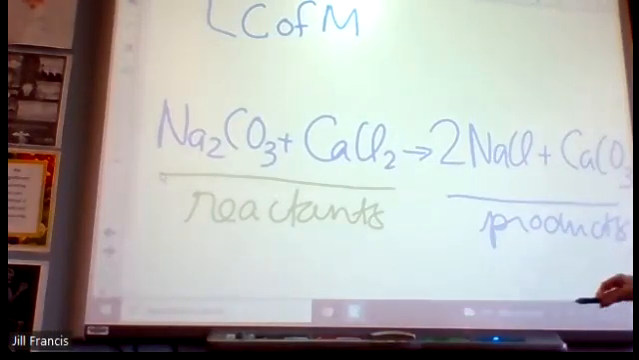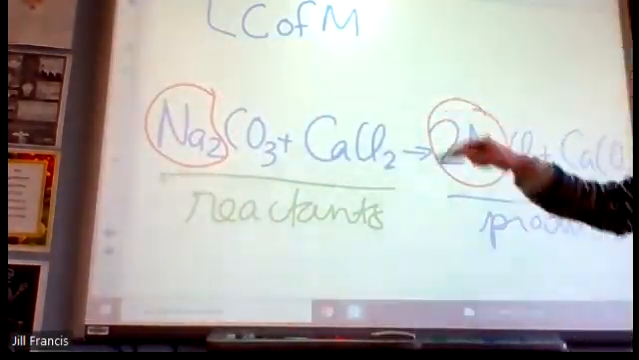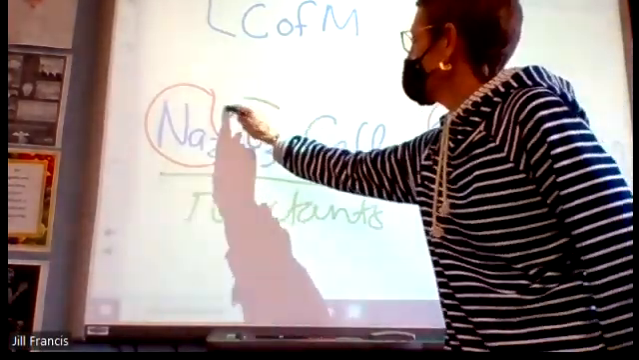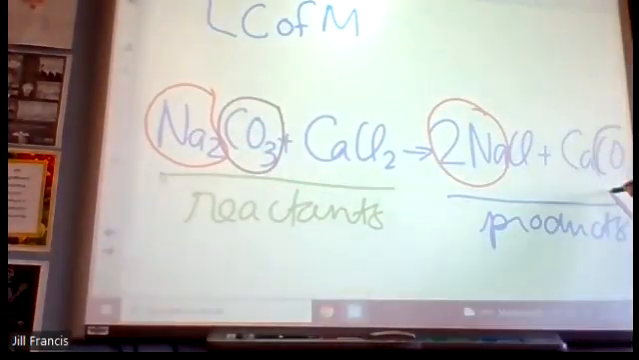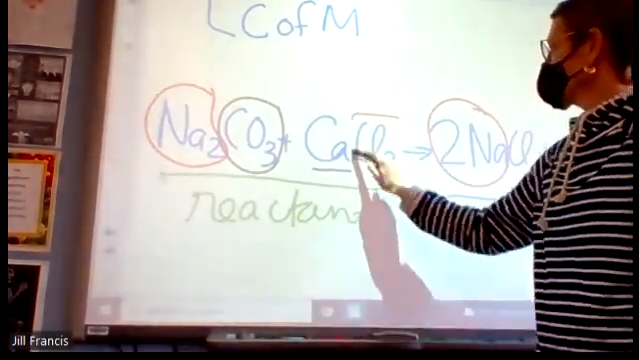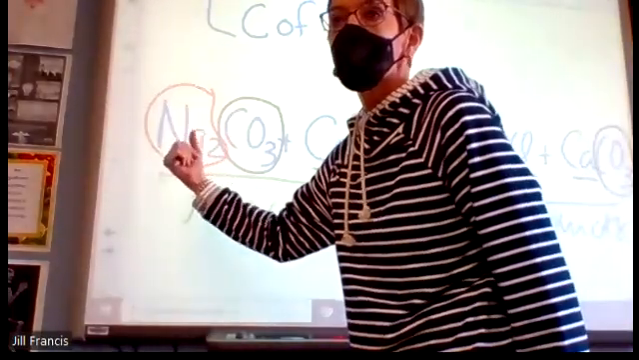So if we look here, we can see we've got 2 Na here and we've got 2 Na here. So that's the same on each side. We've got a CO3 here and we've got a CO3 here. Same thing. We've got a Ca here and a Ca here. And we've got 2 Cl here and we've got 2 Cl here. Okay. So we have the same number of each atom on each side. So if we weighed those out, they would have the exact same mass because we have the same number of each.